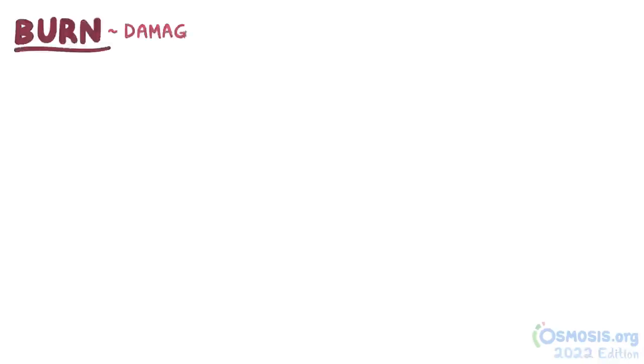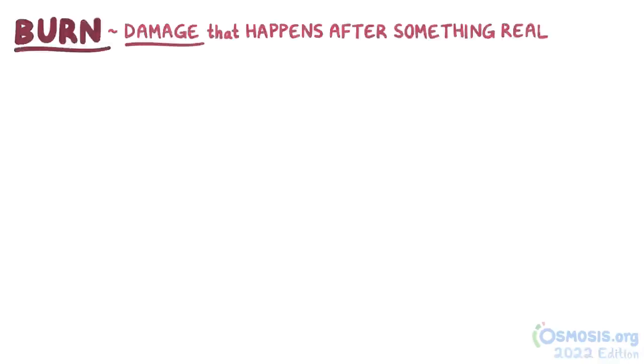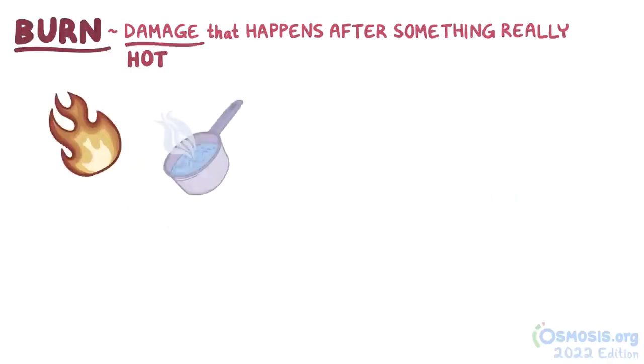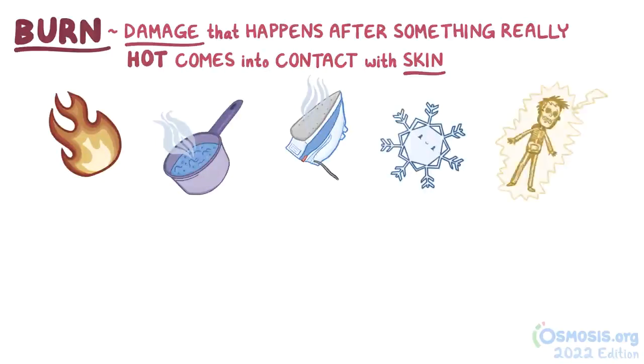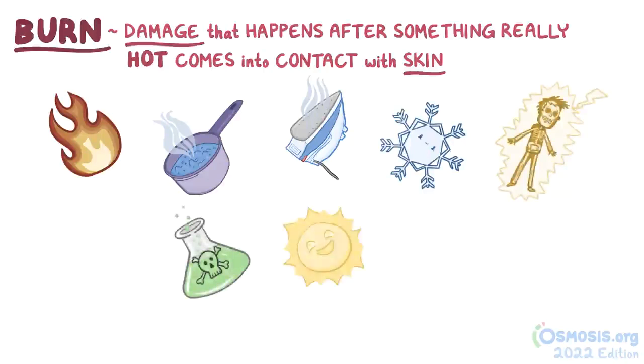A burn is the damage that happens after something really hot, like a fire, hot water or steam, or even a hot object comes into contact with skin. But burn injuries can also be caused by extreme cold, electricity, some chemicals like strong acids, or radiation, like from the sun or medical treatments. Ultimately, burns cause damage and inflammation of the skin.